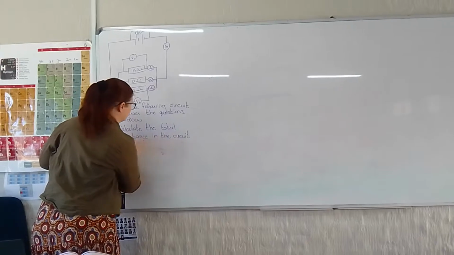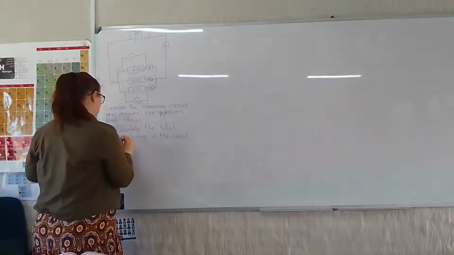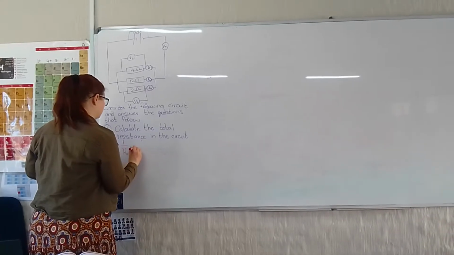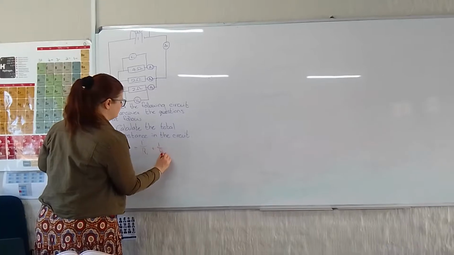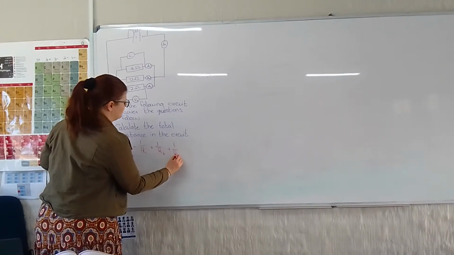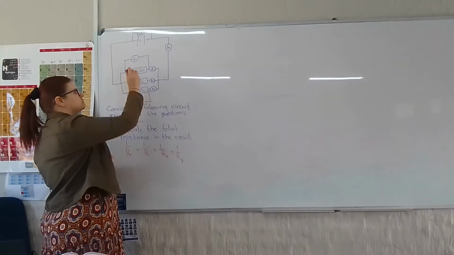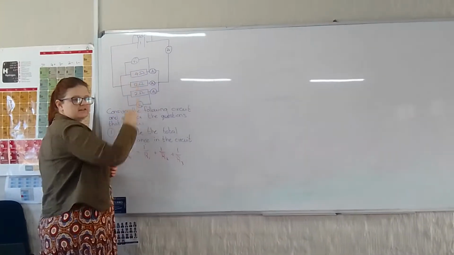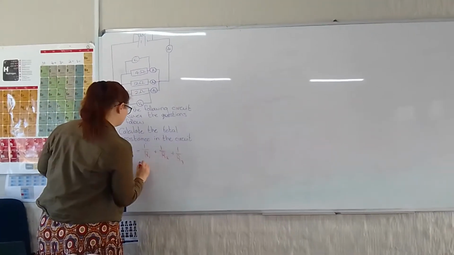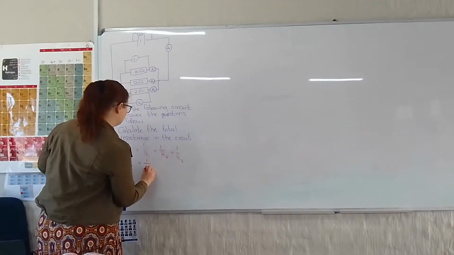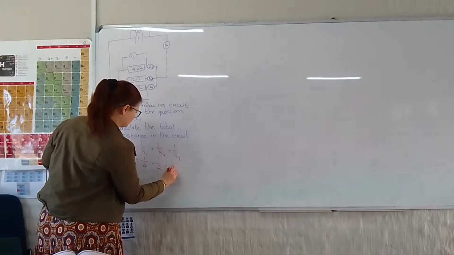Oh, I'm supposed to be writing this in red. 1 over R total is equal to 1 over R1 plus 1 over R2 plus 1 over R3. Now for all my values. It doesn't matter which one I choose to be 1, 2, and 3. I'm just going down. I can put them in any order. So that equals 1 over 4 plus 1 over 12 plus 1 over 2.